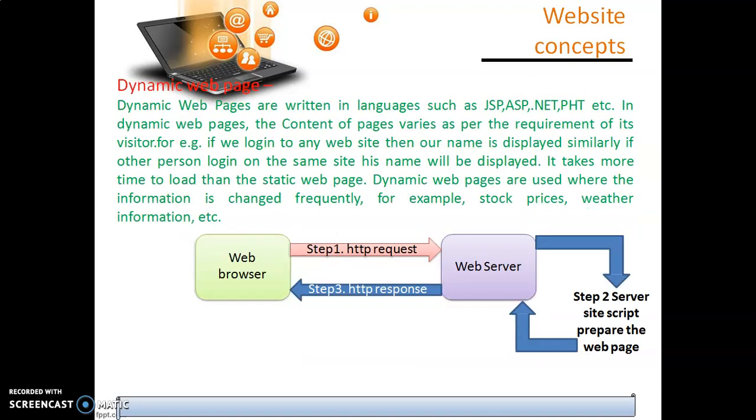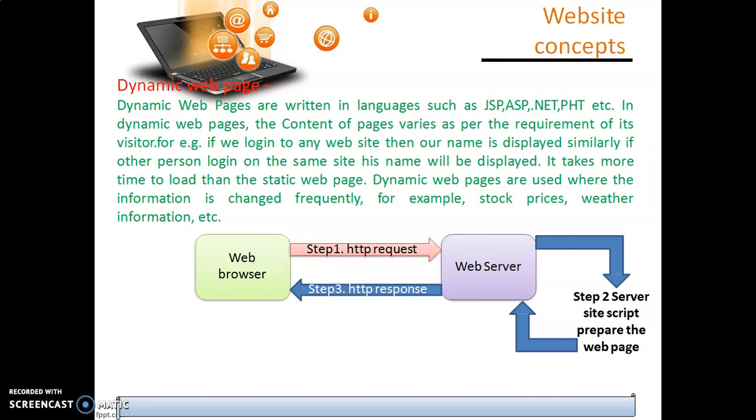Now coming on to the next part, which is dynamic web pages. Now dynamic web pages are written in languages such as JavaScript, Active Server Pages, .NET, PHP, etc. In dynamic pages, the content of the pages varies as per the requirement of the visitor. It means while filling a form on the website, it is a dynamic web page, as the content varies according to us, what we want, what we don't want.